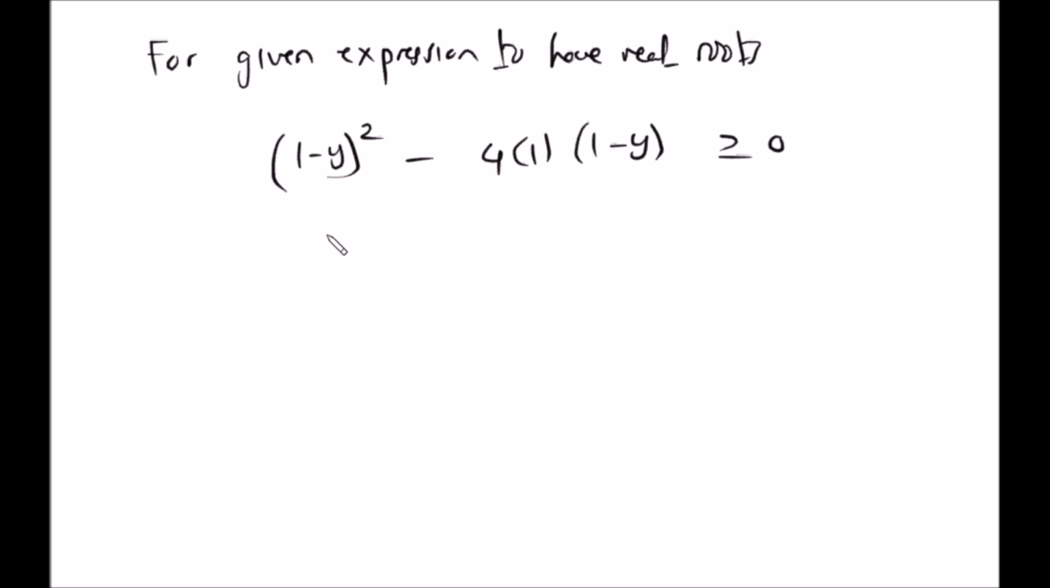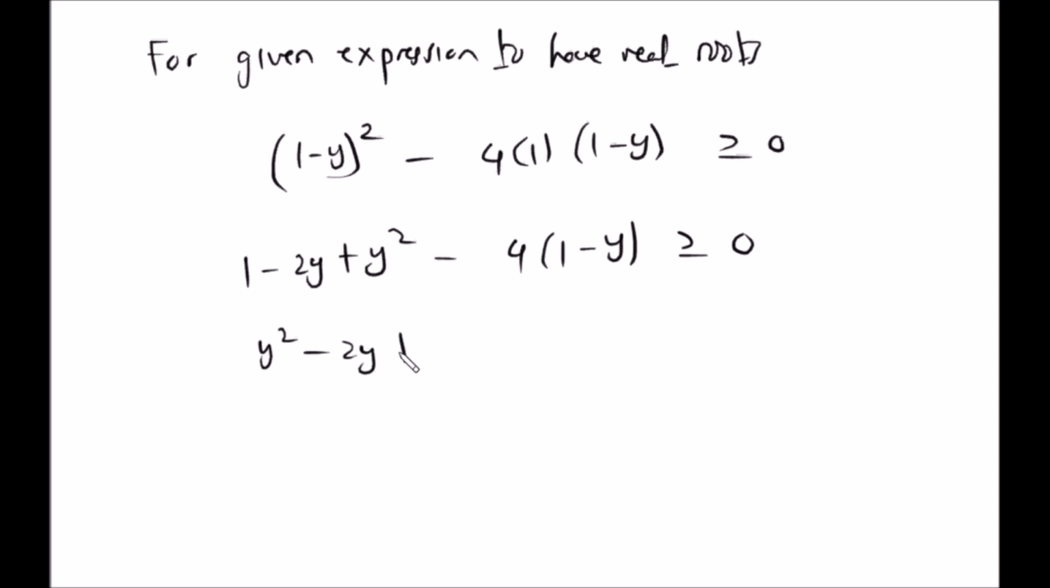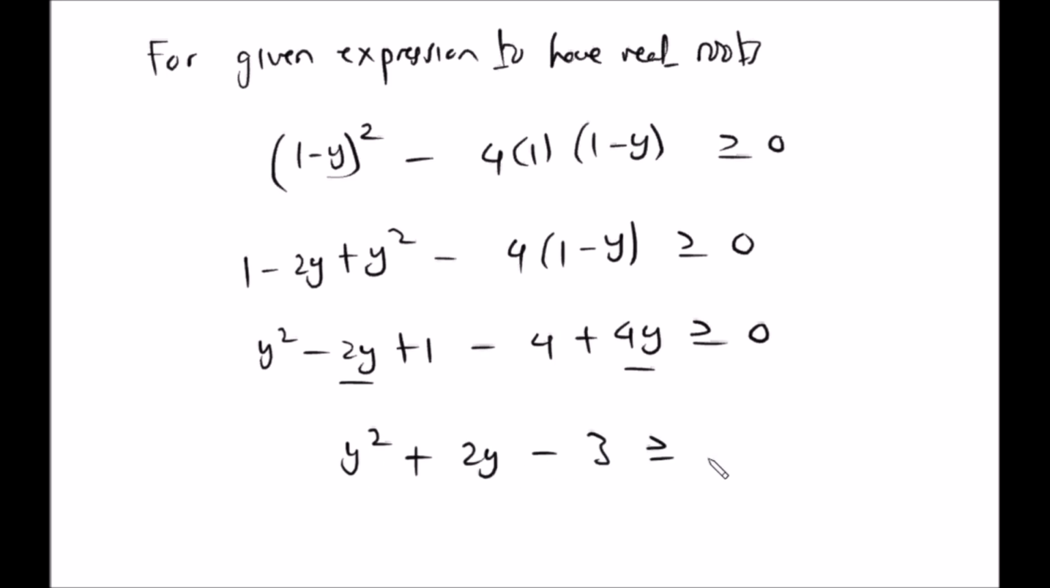Hii manake nini? Hii manake expand hapo ni 1 minus 2y plus y squared minus 4 hivi, si ndio? So hii ni y squared minus 2y plus 1. Nimeamua nitangulize hii y squared. So hapa tuna 4 plus 4y is greater or equal to 0. So negative 2 plus 4 itakuwa ni y squared plus 2y minus 3 should be greater or equal to what? 0. So hii sana mtu aseme y plus 3 times y minus 1 should be greater or equal to 0.